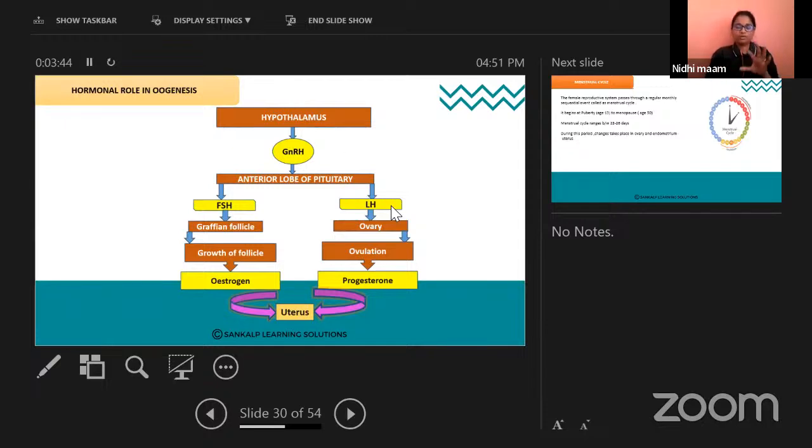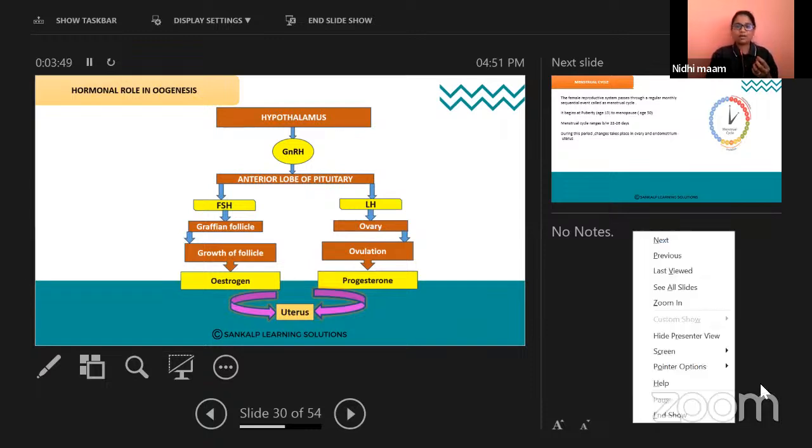Then LH, luteinizing hormone, will stimulate the ovary to initiate ovulation, that is, the release of the egg from the matured follicle. The growth of the follicle will produce a hormone called estrogen. Ovulation will initiate the production of the hormone called progesterone. These two hormones are involved in maintaining menstruation as well as pregnancy in the uterus. So this is the role of hormones in oogenesis.